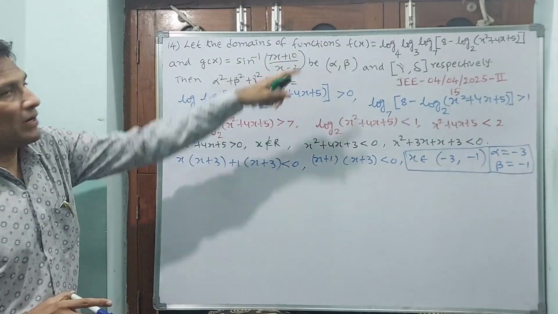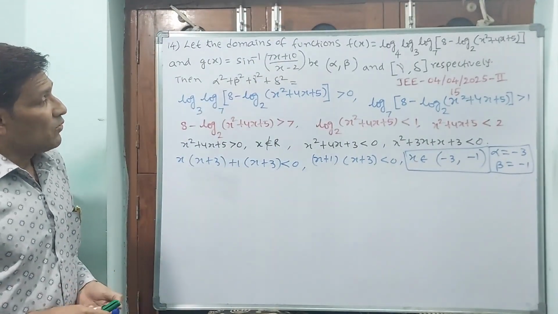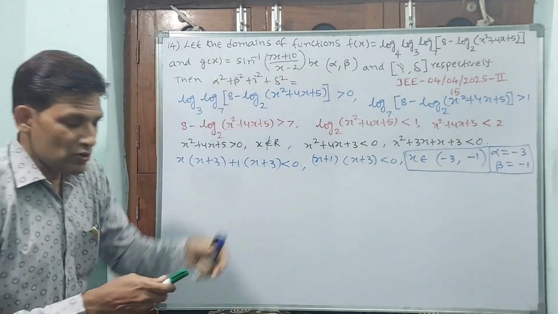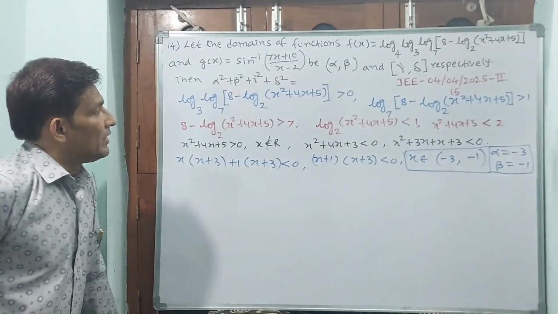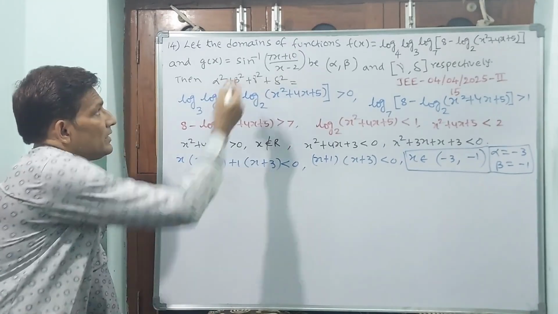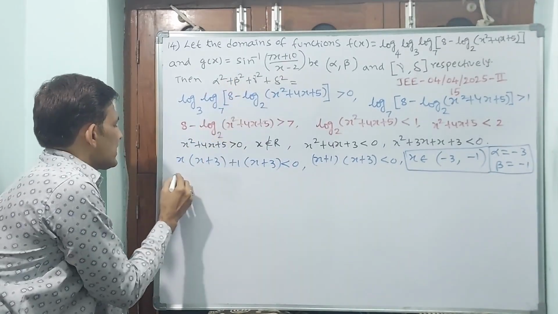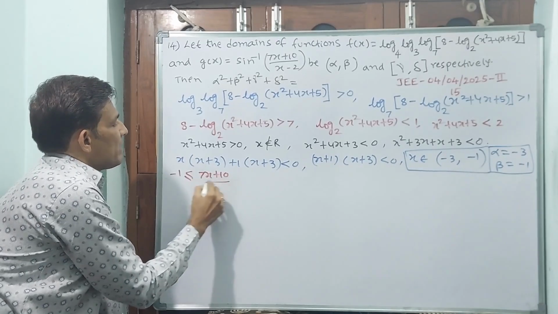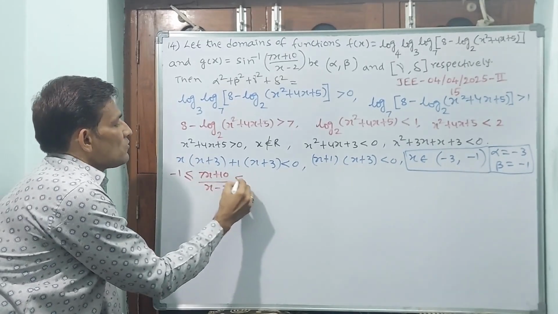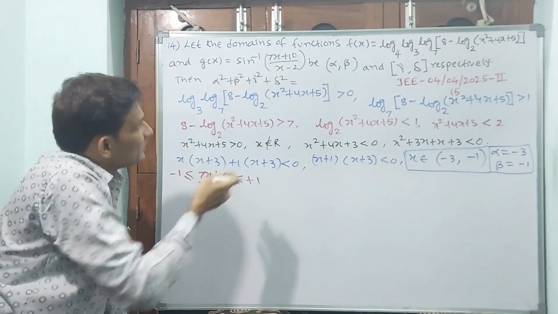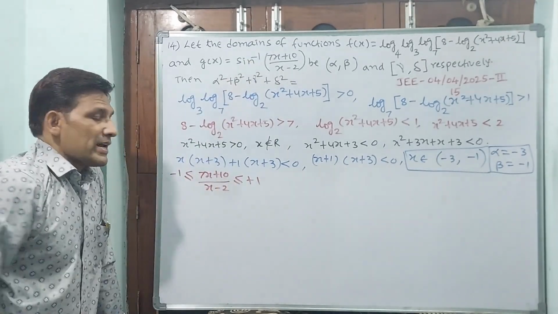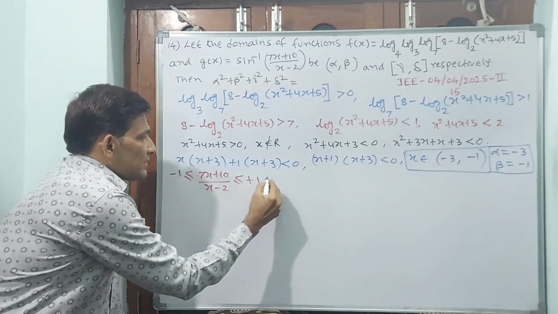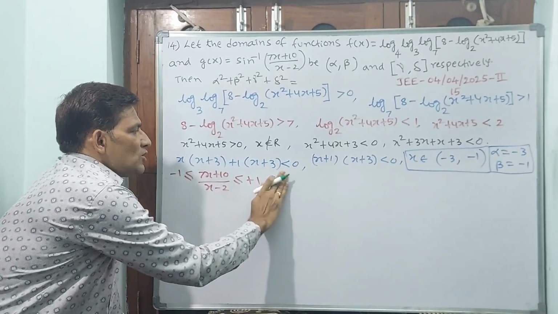Okay, one function over. Now the crucial second function. Even though sine inverse looks easy, here we are getting something a little bit cumbersome. Let us see. Sine inverse of (7x plus 10) by (x minus 2) plus 1. The sine function input has to be between minus 1 and 1. Here one thing you have to understand carefully: x cannot be equal to 2.